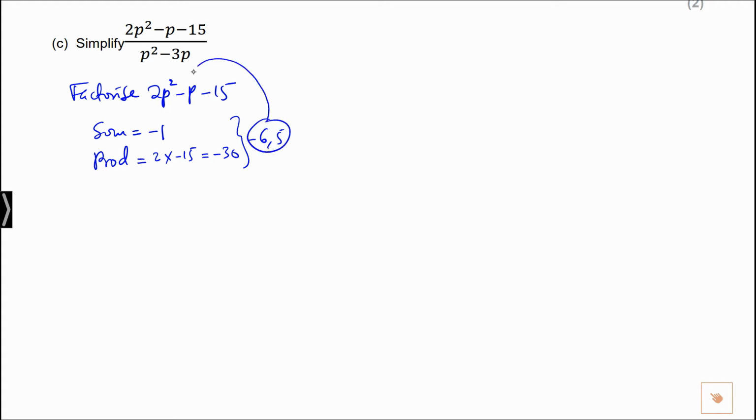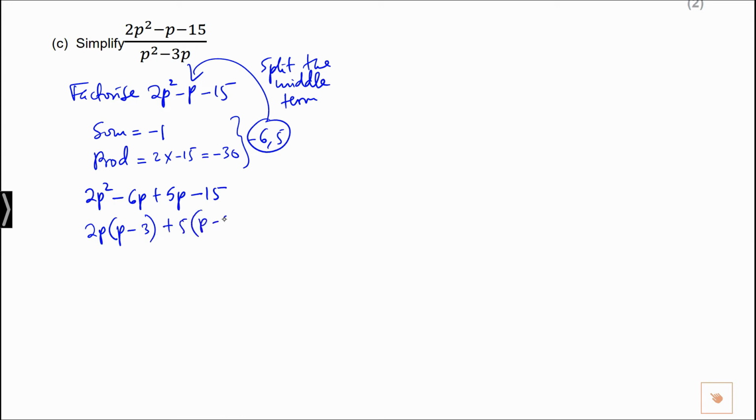And then we use these two to split the middle term. So if we split the middle term, we shall end up with 2p squared, and then instead of negative p, we'll write negative 6p plus 5p minus 15. Basically here, we factorize the first two terms and the last two terms. The common factor here is 2p, and then we shall end up with p minus 3. And then 5, we have p minus 3. And then we factorize this because the common factor here is p minus 3, and what will be left is 2p plus 5. So 2p plus 5 multiplied by p minus 3.